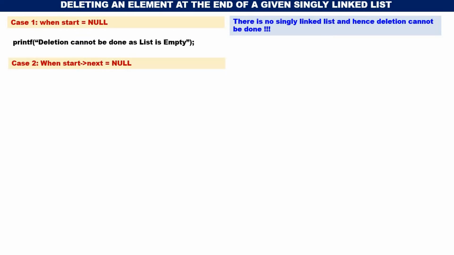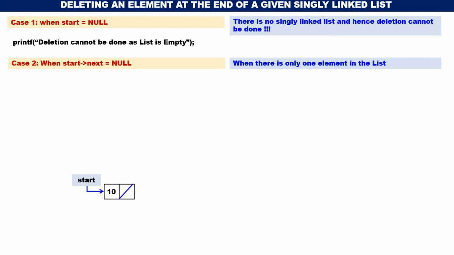Case 2, when start of next is equal to null. Start will always contain the address of the first node. Start of next equal to null means there is only one node in the linked list. There is only one element in the linked list. Start is containing the address of this node 10 and you can see start of next equal to null.